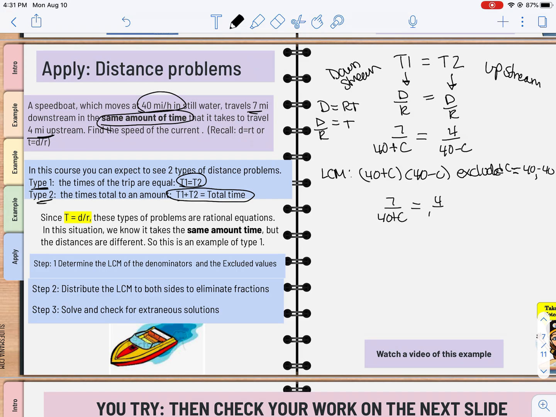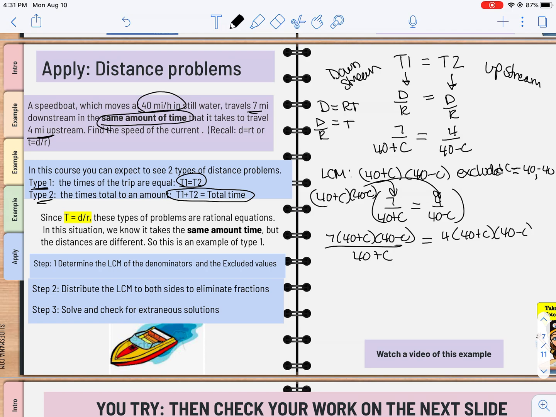So let's take our problem. And we're going to multiply by the LCM on both sides. So distribute that to both fractions. And we'll do it over here. Now the whole point of doing this, again, is so that some of the fractions or some of the factors can cancel, leaving us no fractions. So these two are gone, these two are gone. So I'm left with 7 and 40 minus C and 4 and 40 plus C.